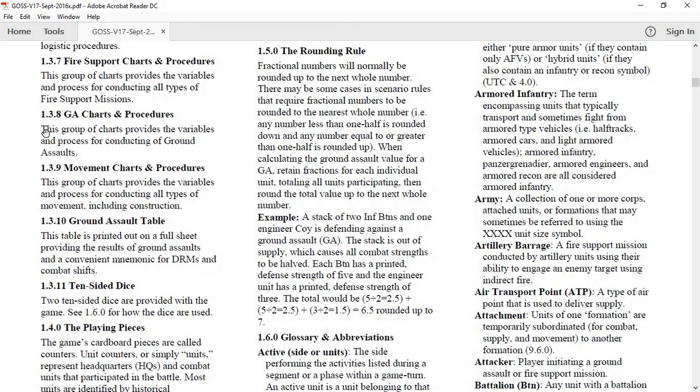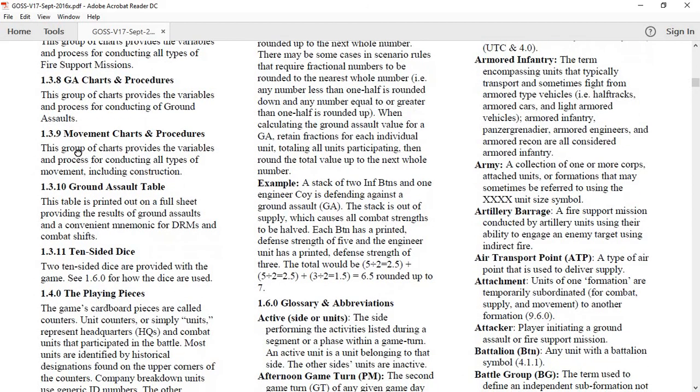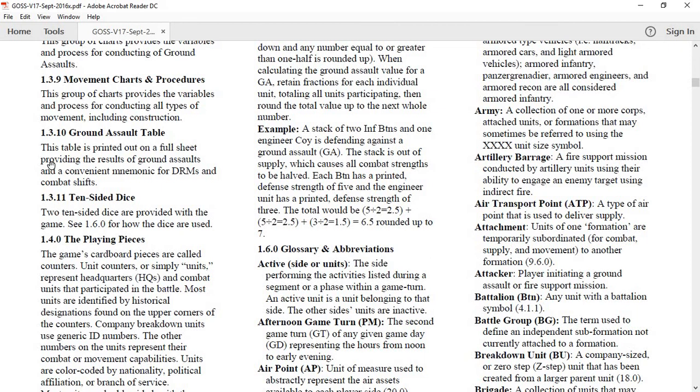GA Charts and Procedures. This group of charts provides the variables and process for conducting ground assaults. Movement Charts and Procedures. This group of charts provides the variables and process for conducting all types of movement, including construction. Ground Assault Table. This table is printed out on a full sheet, providing the results of ground assaults and a convenient mnemonic for DRMs and combat shifts.